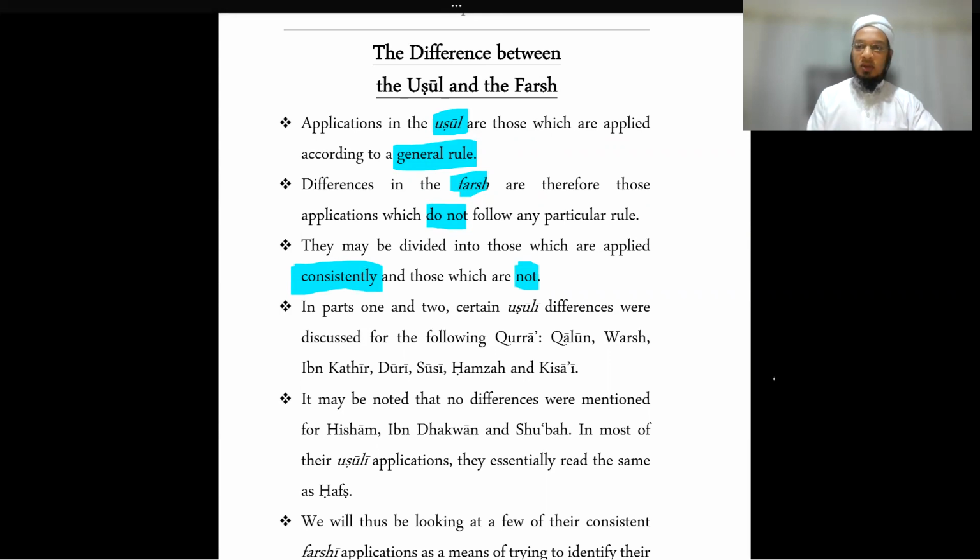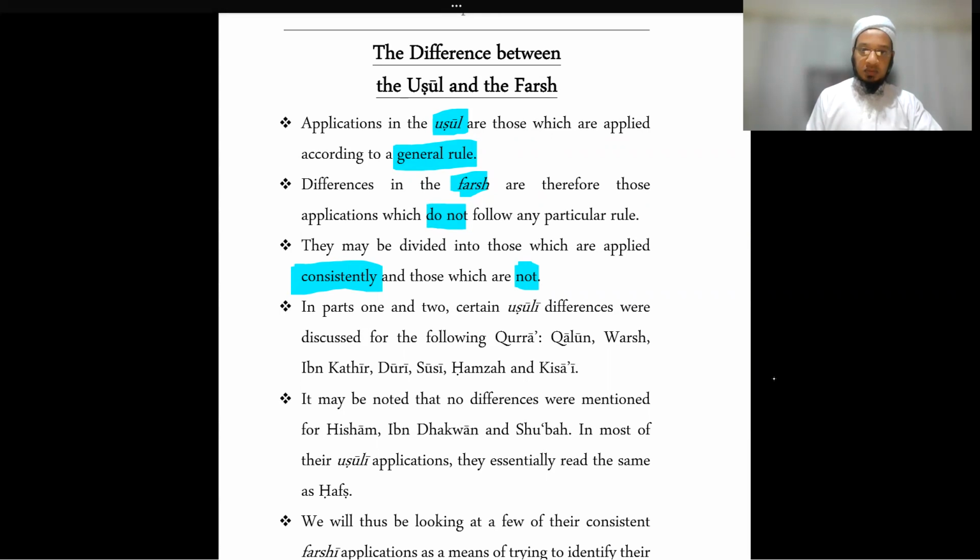For example, the word wahuwa, some of the Qurra will read that word as wahwa, and they will do that throughout the entire Quran. It comes many times in the Quran, and in each case they will apply it and read it in that particular way.